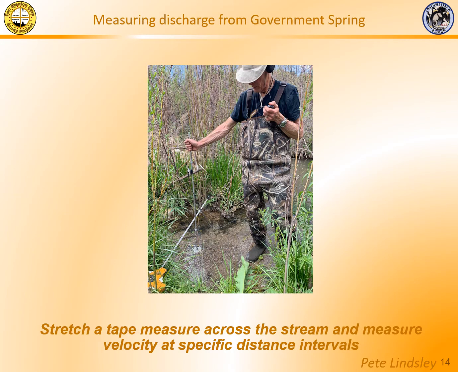Here I am measuring stream discharge at Government Spring. What I've done here is I've stretched a tape measure across the stream. I'm moving across the stream with the current meter attached to the wading rod, making measurements at different intervals as I move across the stream. This current meter is making the velocity measurement, and I'm keeping track of where I'm making the measurements.